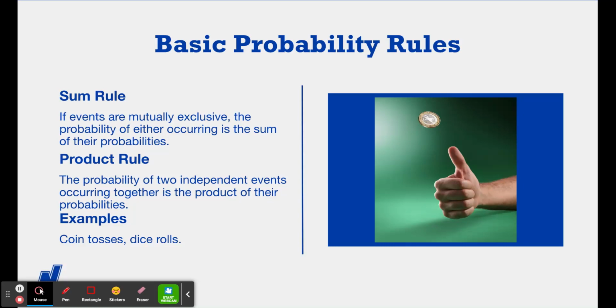So, some basic probability rules. Two key rules govern probabilities. The sum rule says that if events are mutually exclusive, the probability of either occurring is the sum of their probabilities. The product rule states that the probability of two independent events occurring together is the product of their probabilities. Some examples that we have here are rolling a die and a coin toss.